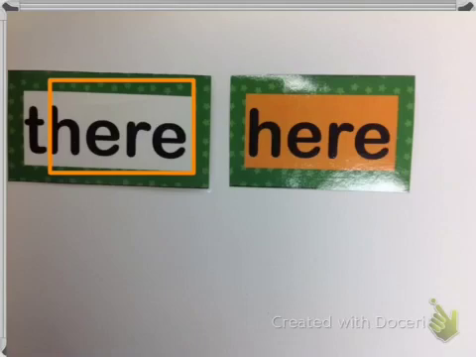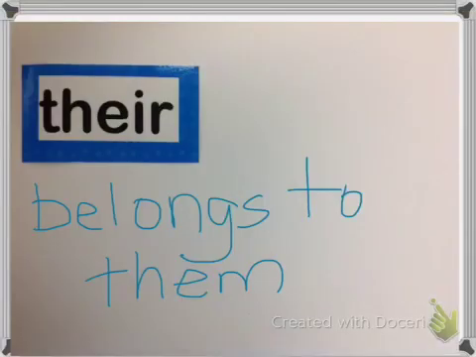My stuff is over there. My stuff is over here. Both those make sense. So that's when you need to use T-H-E-R-E, there. The next version of there shows ownership. It is their dog. It is their house. So when the there means something belongs to them, then you need to use T-H-E-I-R, their.